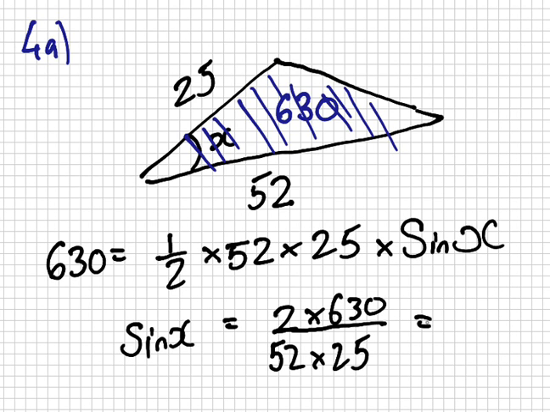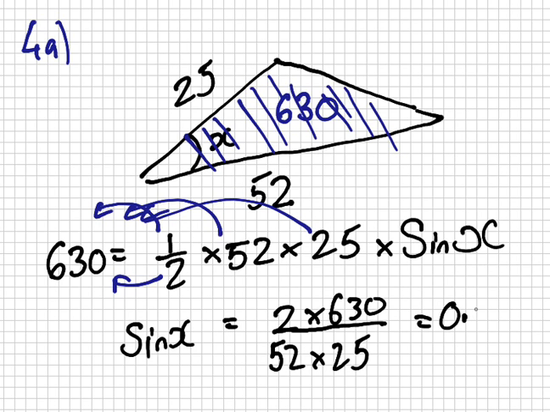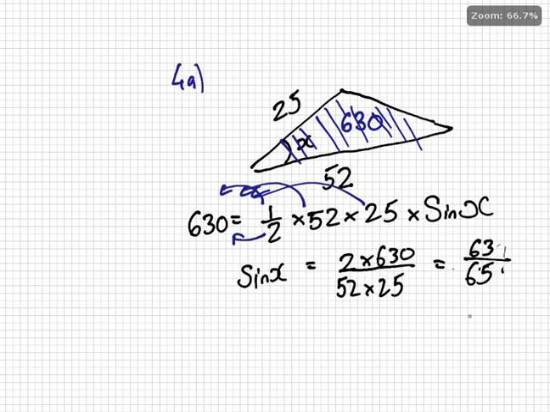What's that, please? I'm just taking these numbers to the left. 0.9692. Basically 63 over 65. I'll write actually the fraction in. Say that again, Naveed. 63 over 65. That's not the angle, yeah.